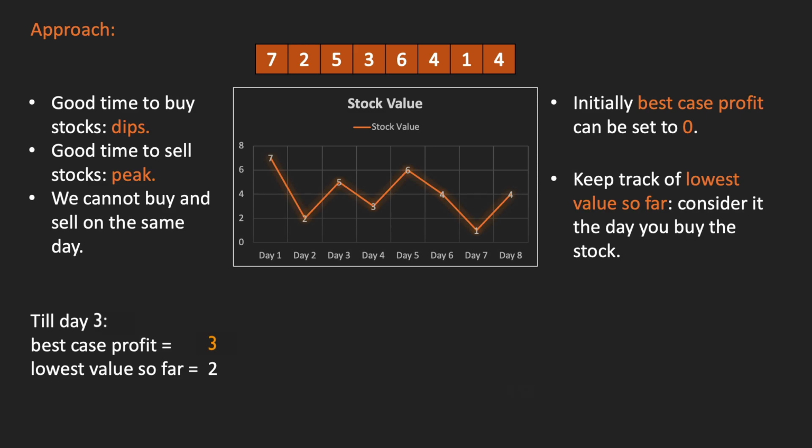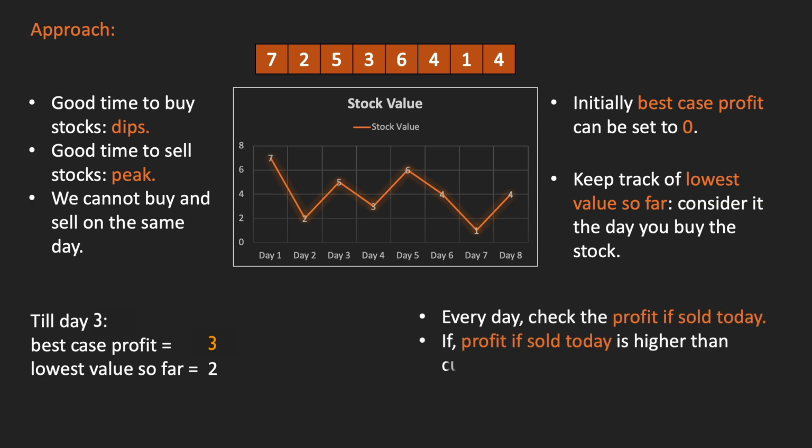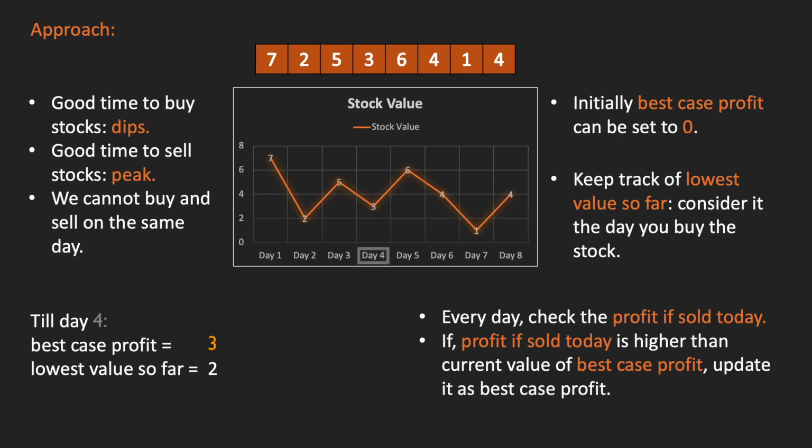So we can say that if on each day we check the profit we could make by selling the stock on that day, and if it is higher than the current value of best case profit, we could update it with this value. Let's continue with our example. So we move to day 4. If we try to sell on this day, we would make a profit of only 1, which is lower than the current value of best case profit. So we move to day 5.